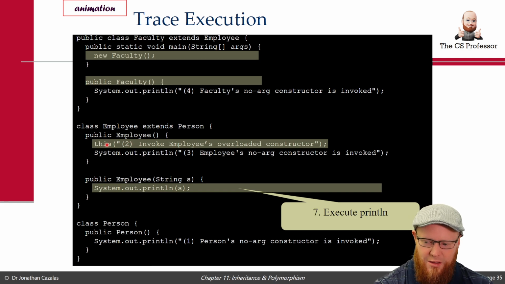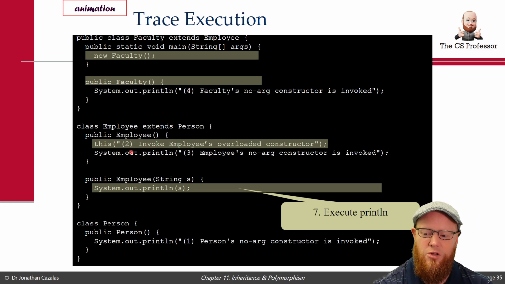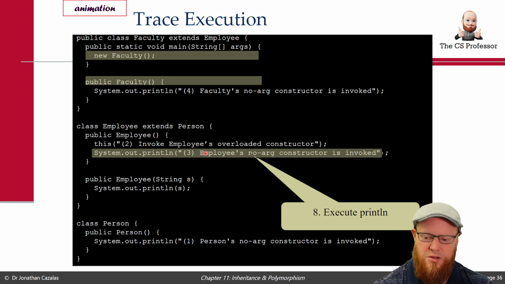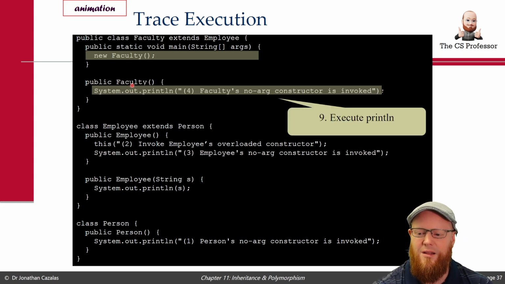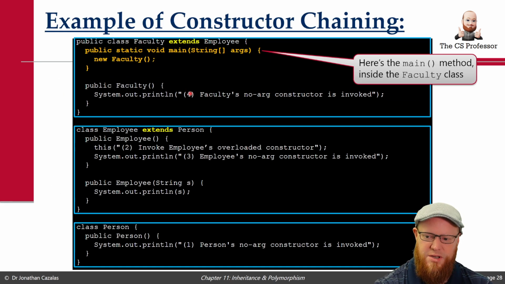After invoking the this, which brought us to here, which brought us to here, which brought us to object, after doing that, we're now going to execute the second line of code inside this employee no argument constructor, and we print this line of code right here with this number 3, employee's no arg constructor is now being printed. And then finally, we're back up here to faculty, and we print faculty's no arg constructor is going to be invoked. That's a lot. I'm going to back up one more time.